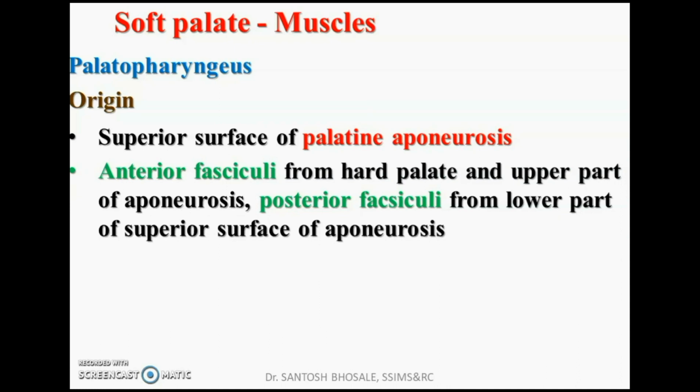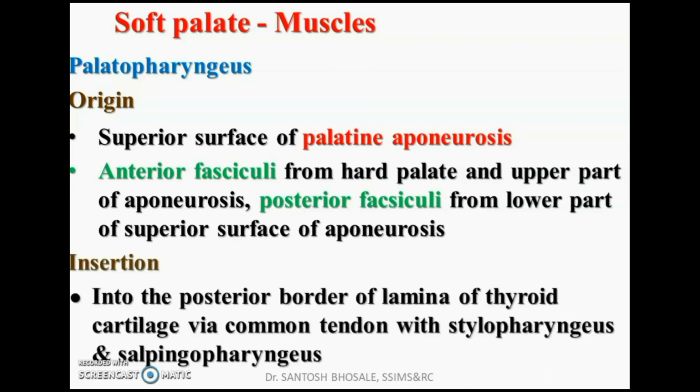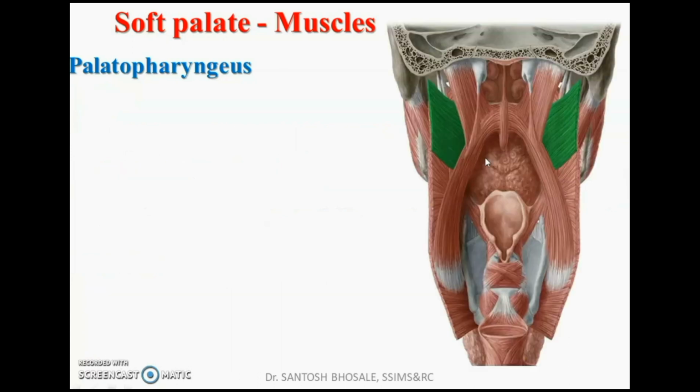Palatopharyngeus takes origin from the superior part of the palatal aponeurosis by two fasciculi. Anterior fasciculi come from hard part and upper part of the aponeurosis. Posterior fasciculi come from lower part of the superior surface of the aponeurosis. It goes and inserts into the posterior border of the lamina of thyroid cartilage along with other muscles. It is a muscle of both pharynx and palate. You can see that is the palatopharyngeus.